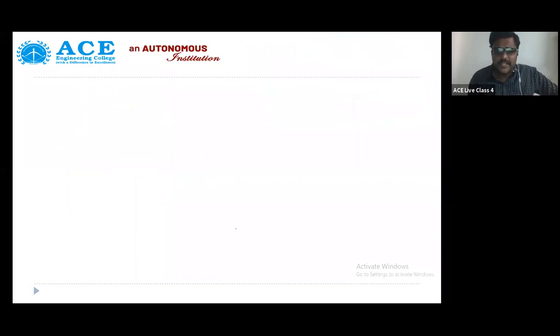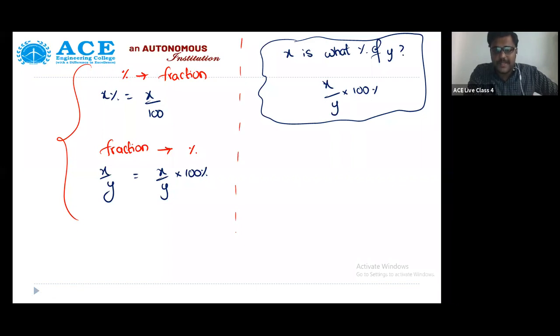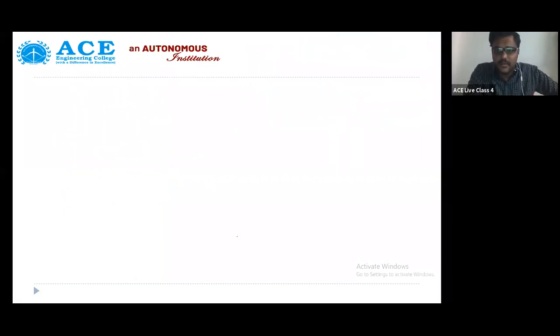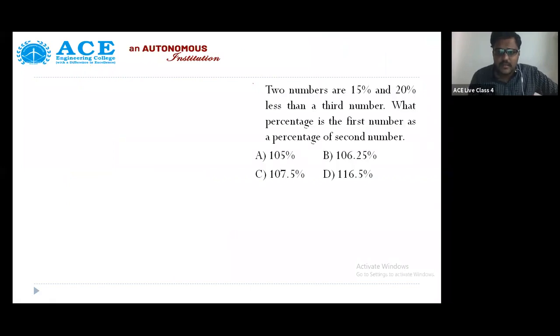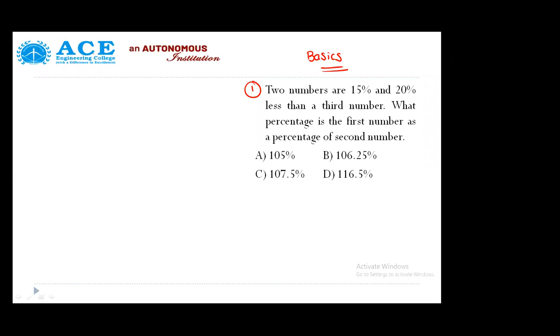Fine. Now let's start with the basic questions. These are a few inputs regarding percentage: how to convert a fraction into percentage or percentage to fraction, and if you want to find x is what percent of y, this is what we have to do. Now let's go ahead with the questions. See this, guys. If you just see the question directly: two numbers are 15% and 20% less than a third number. Read the question carefully.